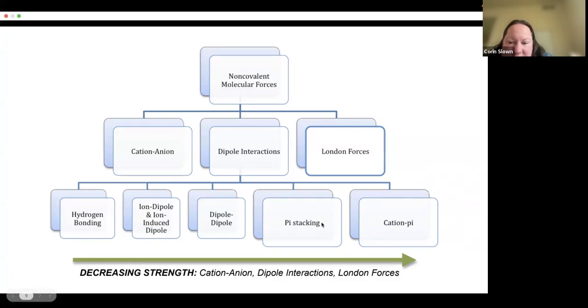As we go from left to right, one of the pieces that I want you to be thinking about is the fact that hydrogen bonding is the strongest non-covalent molecular force that molecules experience. Then it's ion dipole or ion induced dipole, then dipole dipole, then pi stacking and cation pi interactions. And if you want to think about it, these are our London forces, and these are definitely far weaker. And again, if they're far enough away, they don't experience these forces at all.